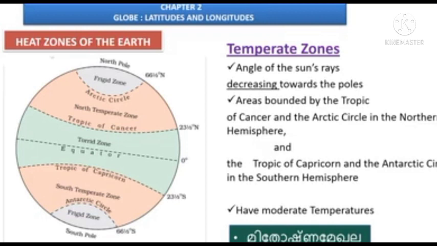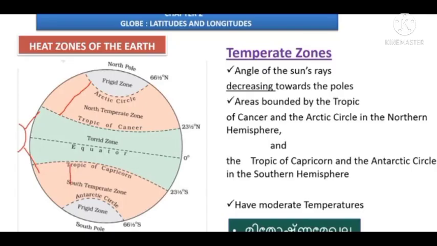Temperate zone. The midday sun never shines overhead on any latitudes beyond the Tropic of Cancer and the Tropic of Capricorn. The angle of the sun's rays goes on decreasing towards the poles. As such, the areas bounded by the Tropic of Cancer and the Arctic Circle in the northern hemisphere, and the Tropic of Capricorn and the Antarctic Circle in the southern hemisphere, have moderate temperatures. These are therefore called temperate zones.